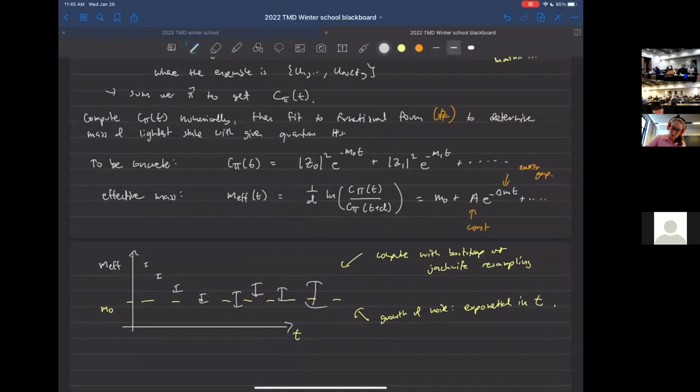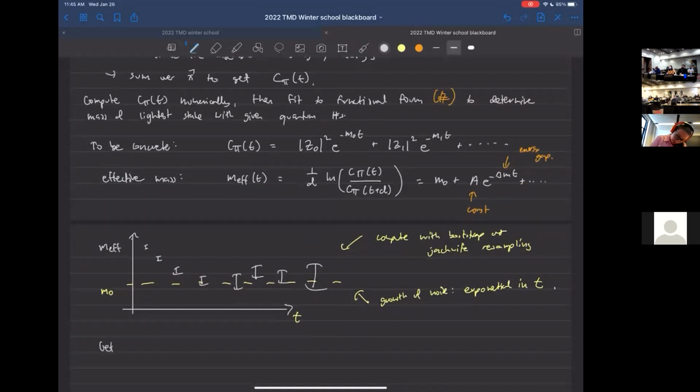Okay, so get m0 by fitting to the multi-exponential functional form.